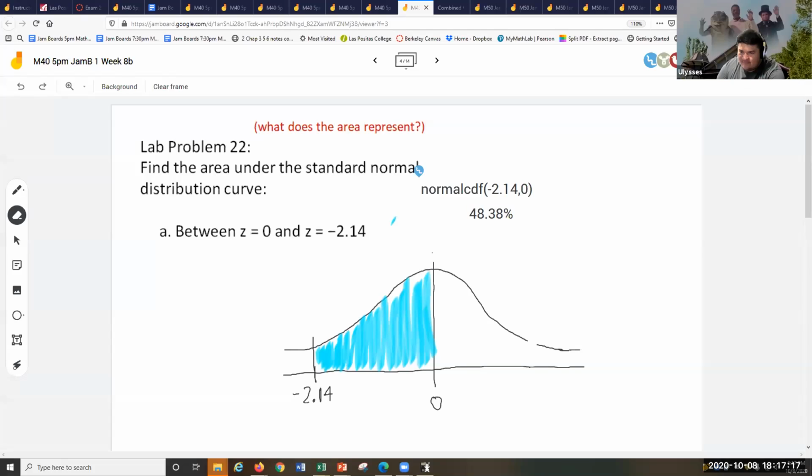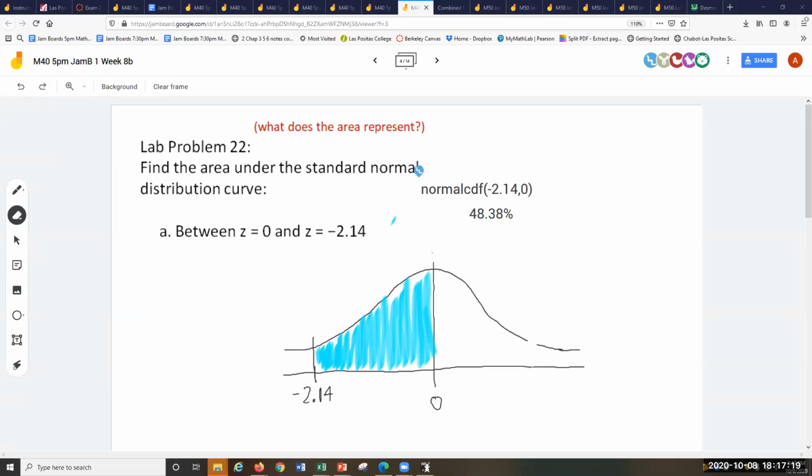All right, welcome back, everybody. Let's go ahead and start in and take a look at these. 22A, Group 1. Go ahead.